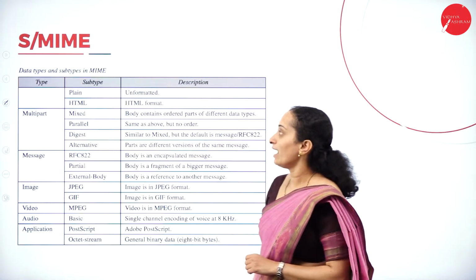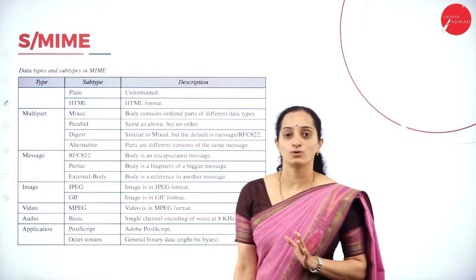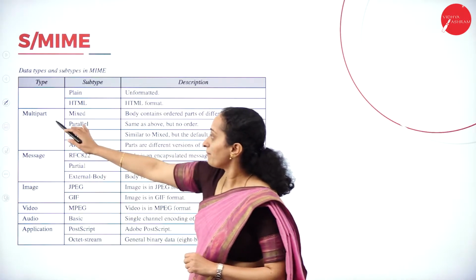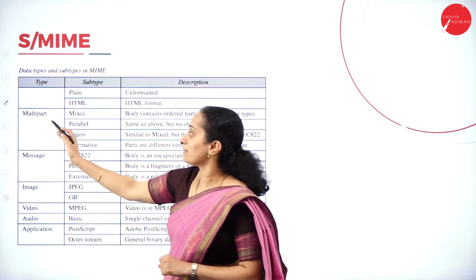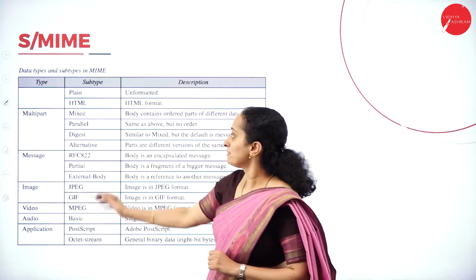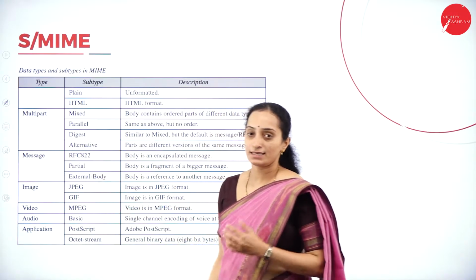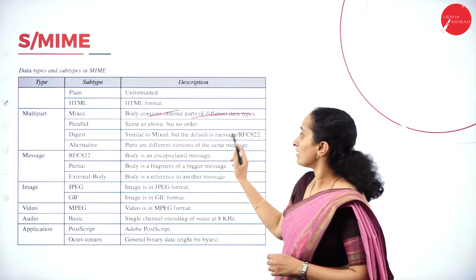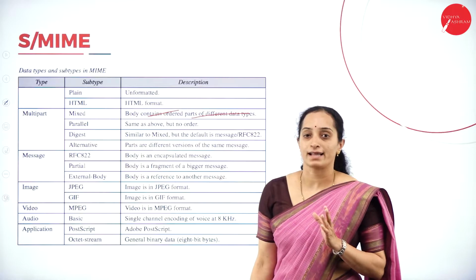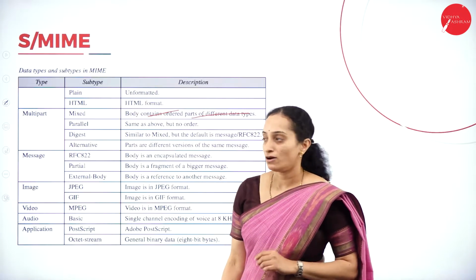Okay. So we have the set of data types and subtypes that are used in MIME. We have several parts. We have multipart data types. In that we have mixed, parallel, digest and alternative. The body contains ordered parts of different data types, like integers or numerics, alphabets, all that.